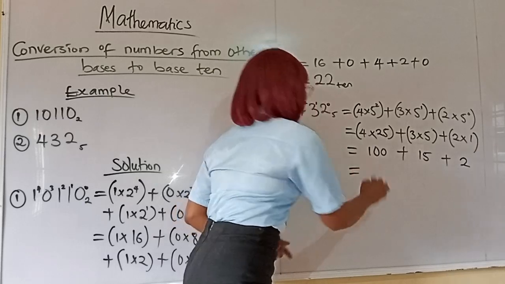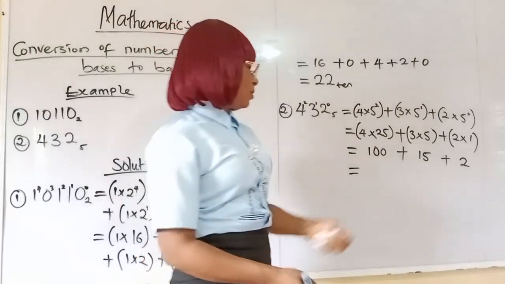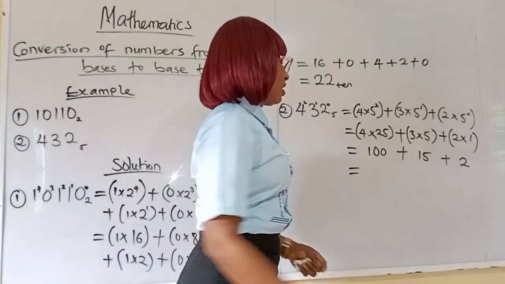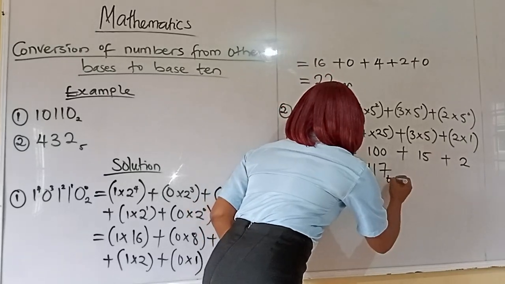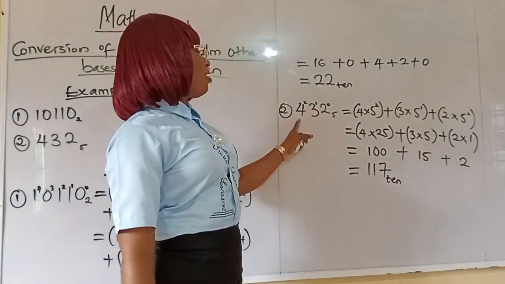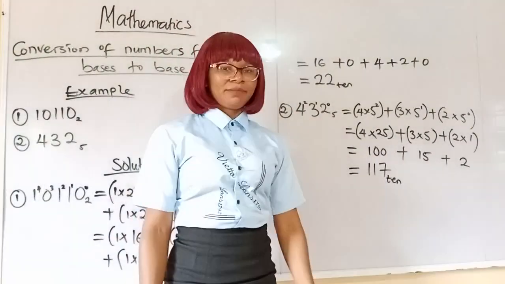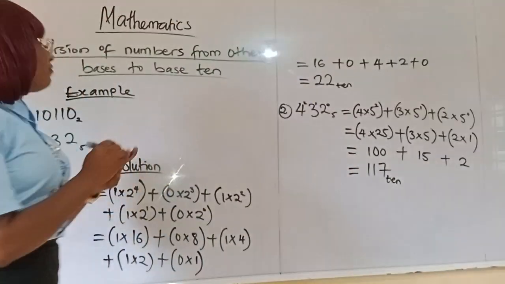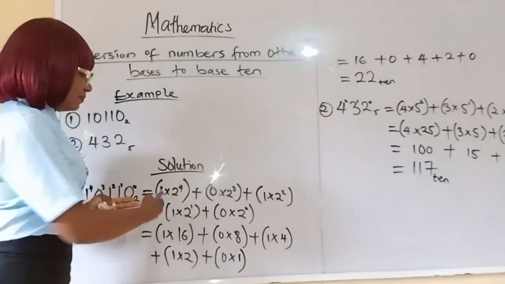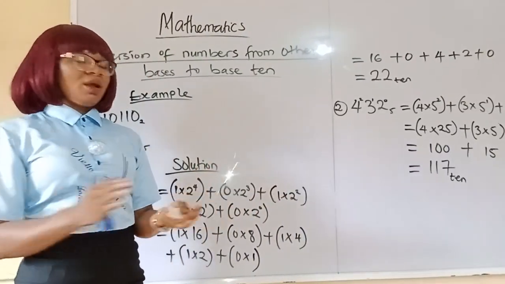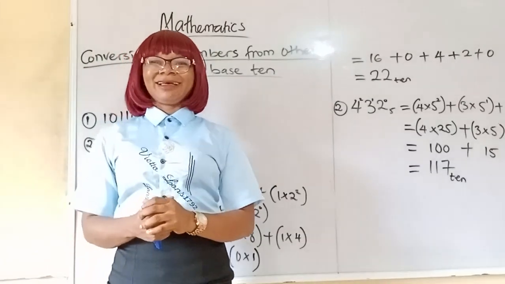We go on to just add it all up. 100 plus 15 is 115. 115 plus 2 is 117 base 10. So that is to say, 432 base 5 is equivalent to 117 base 10. So to convert a number from other bases to base 10, you follow the process of expanding it first in powers of the base. When you are done expanding, keep simplifying till you get to the answer.